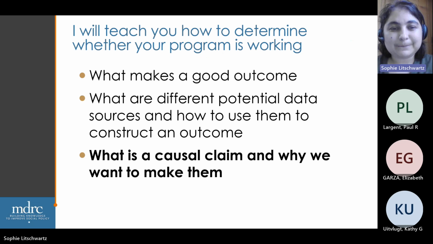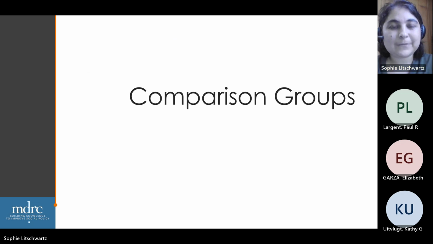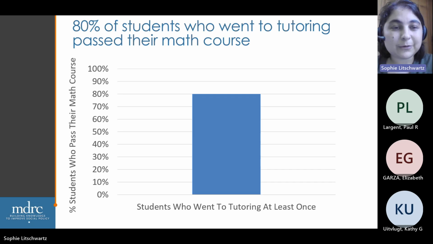All right. So here's our guide map. We looked at what makes a good outcome. We talked about different potential data sources and how people can use them to construct an outcome. And now we're going to talk about causal claims and why we want to make them. The broader talk is about comparison groups.